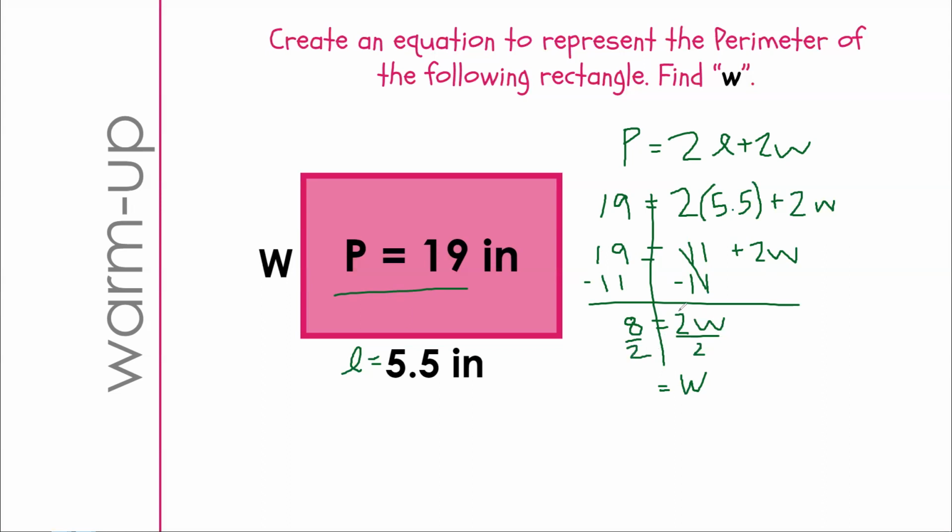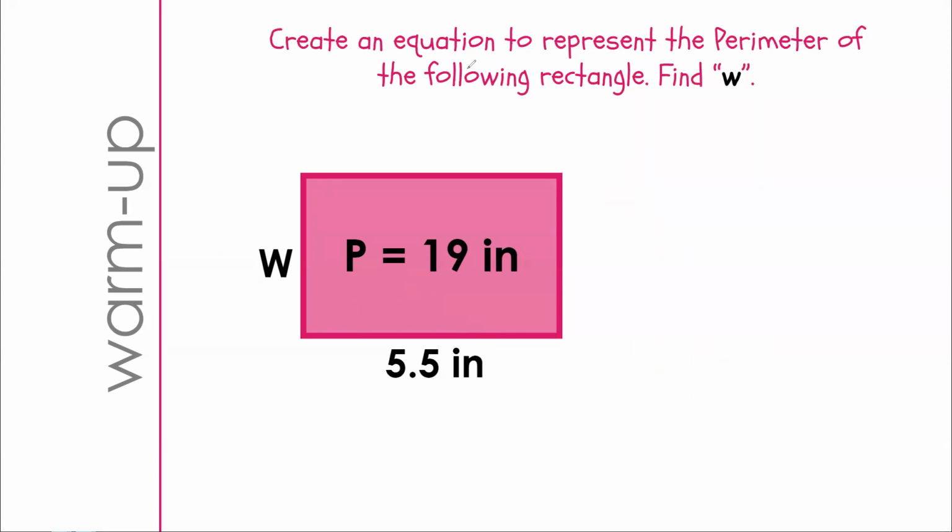So I'm dividing by 2 on both sides, which gets rid of that on the right, and leaves me with my W, which was my goal. 8 divided by 2 is going to leave me with a 4, so I know my answer is going to be W equals 4. So that W is equal to 4 inches because everything's written in inches. And that's my final answer for this problem. I want you to keep this problem in mind while we move on to our next step.